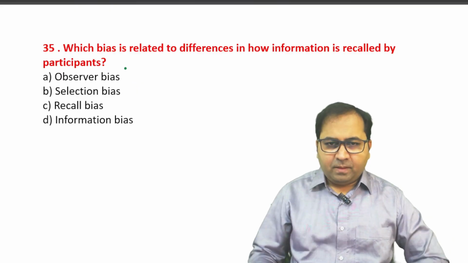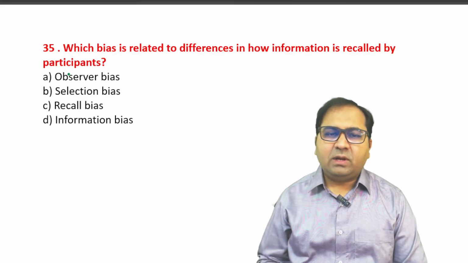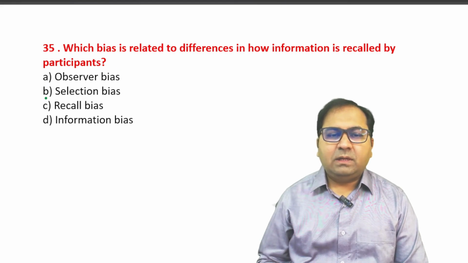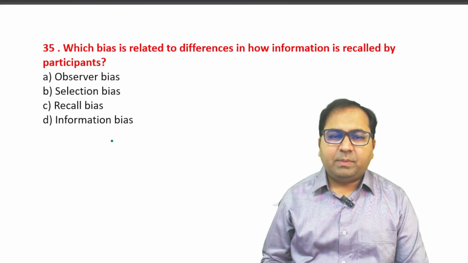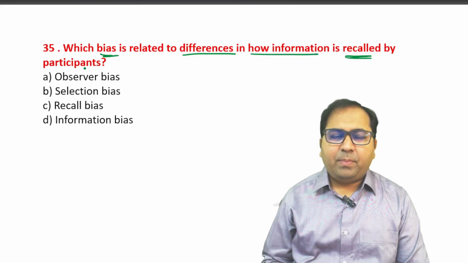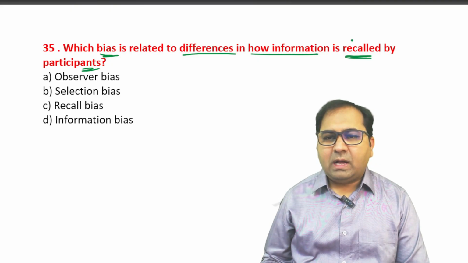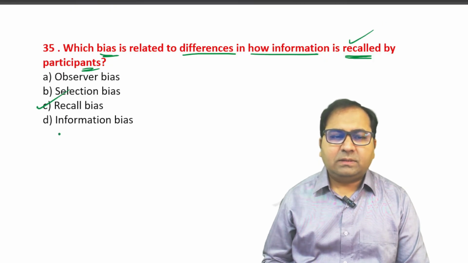Next question. Which bias is related to differences in how information is recalled by participants? Options are A. Observer bias, B. Selection bias, C. Recall bias, or D. Information bias. Once again, which bias is related to differences in how the information is recalled by participants? So the answer itself is given in the question. This is recall bias.